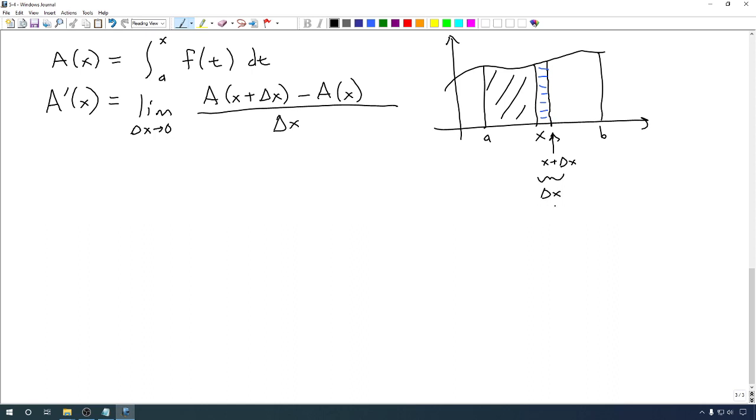That means its width is delta x. Its height, well, we're going to have to use a point on the function. And we might as well just take the point at x. We're just going to say, well, here we have the point x, f of x. How about we take that f of x as the height of the rectangle? So, let's say the difference is approximately a rectangle, and that rectangle has area f of x for the height, and then delta x for the width.